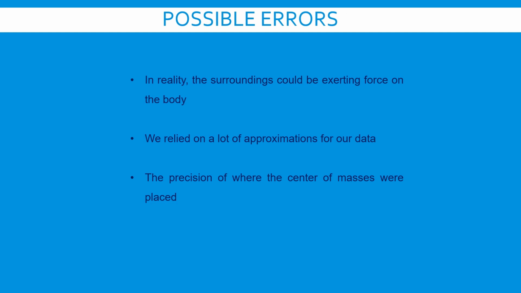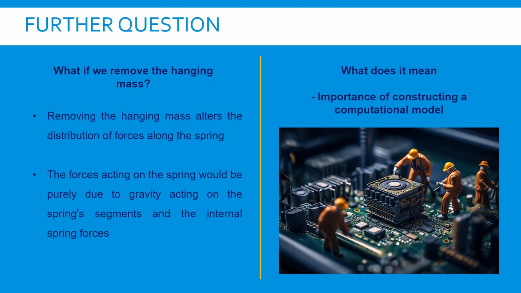Moving on to the further questions, our first further question is, what if we remove the hanging mass? For the experiment, our spring was connected to a hanging mass, and if we remove this, it alters the distribution of the forces along the spring, and ultimately the forces acting on the spring would be purely due to gravity, as well as the internal spring forces.